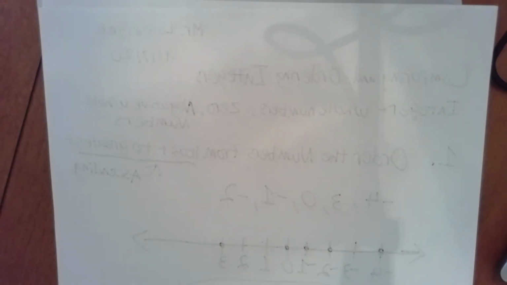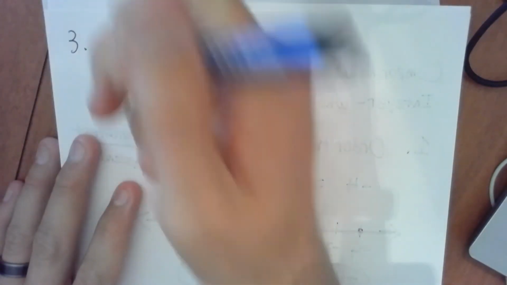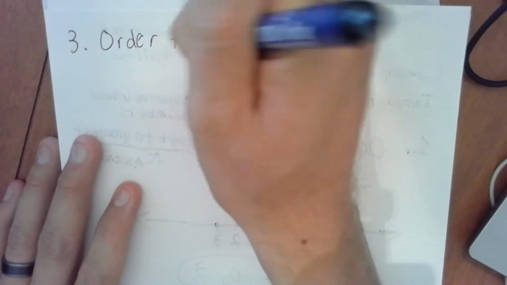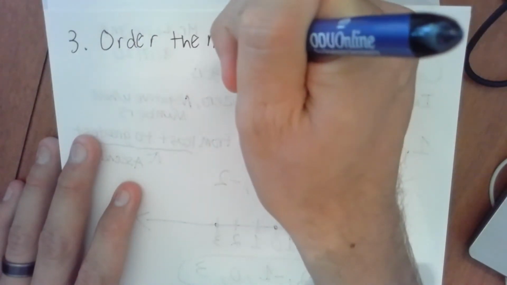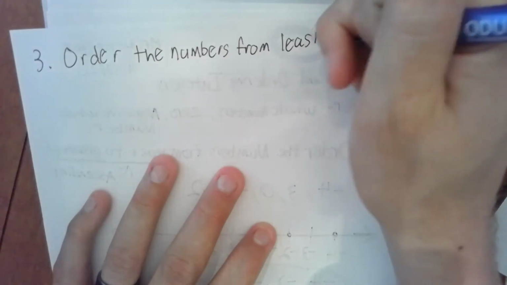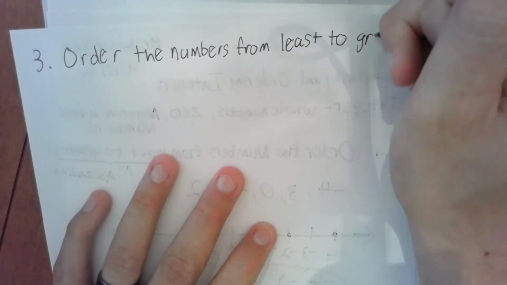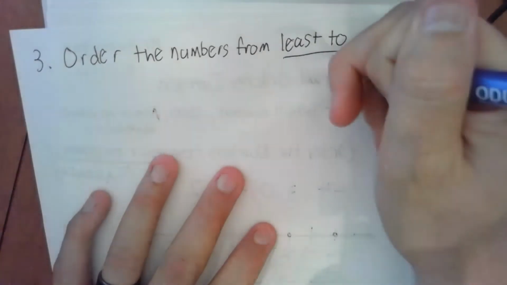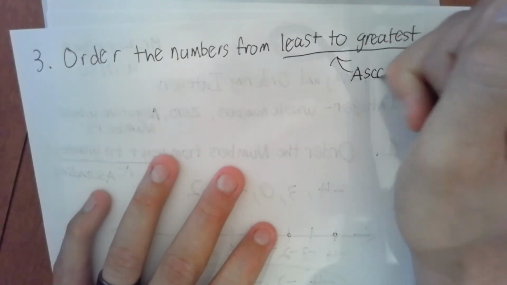Okay, so this next one, you're actually going to see something like this on your quiz, just as a heads up. So we're going to order the numbers again from least to greatest. Once again, that is ascending order.